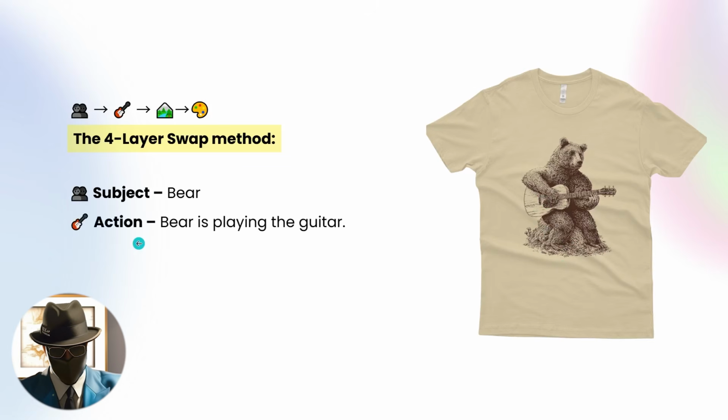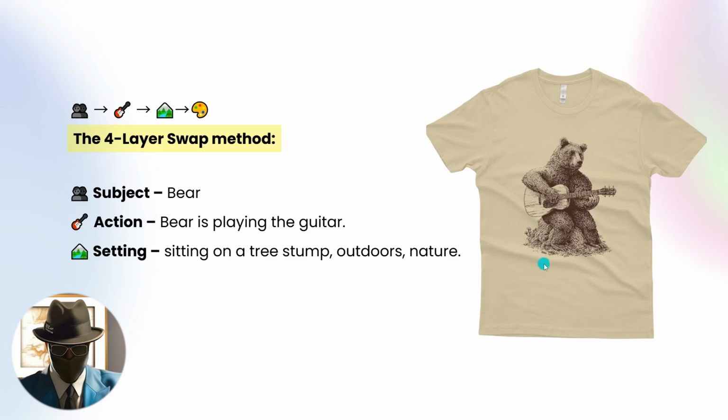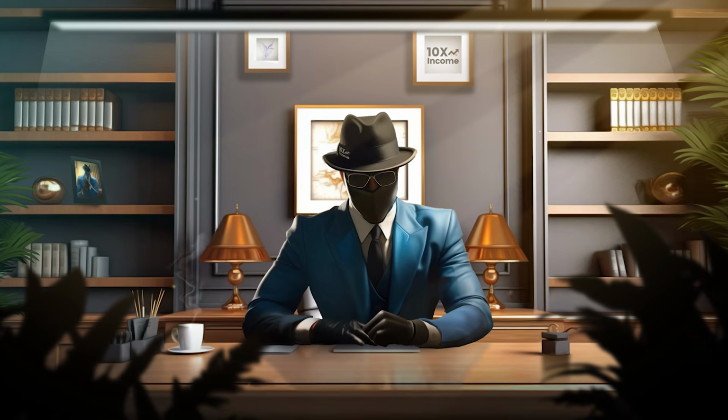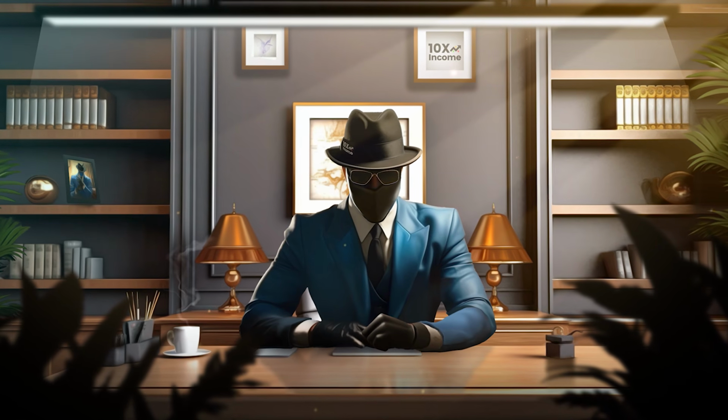Then I look at the action. The bear is playing a guitar. Next is the setting. He's sitting on a tree stump, outdoors, very calm nature vibe. And finally, the style. It's a vintage, hand-drawn illustration. So now I'm not looking at this as a bare guitar shirt. I'm looking at it as a structure that's already proven to sell.